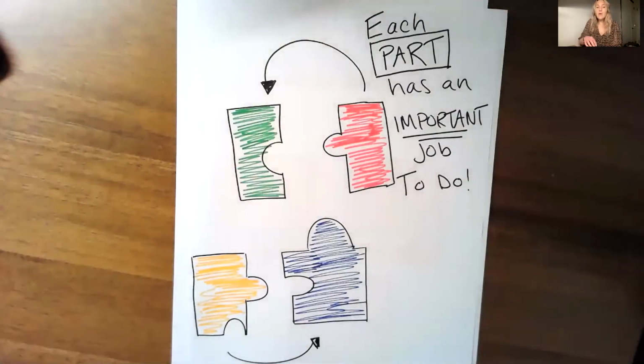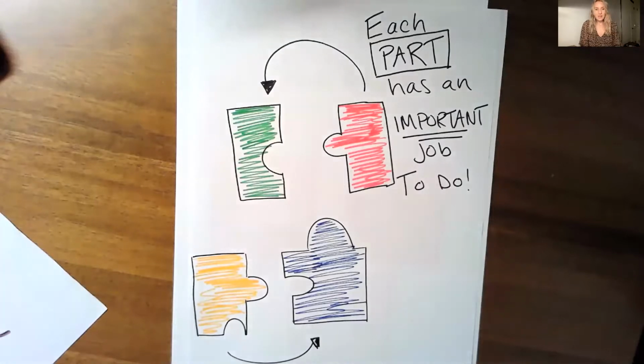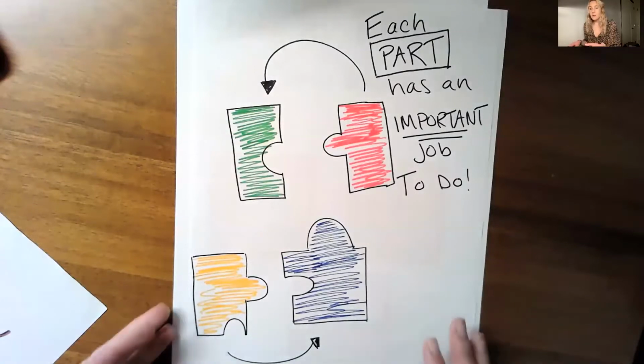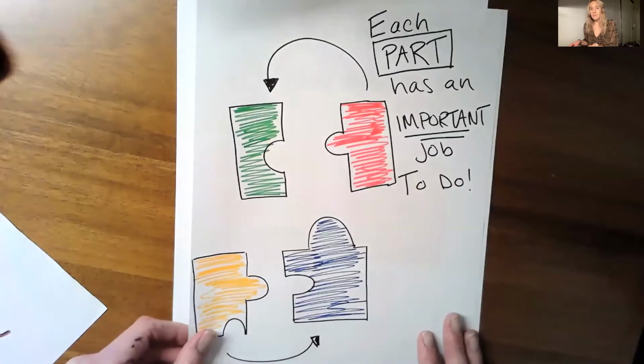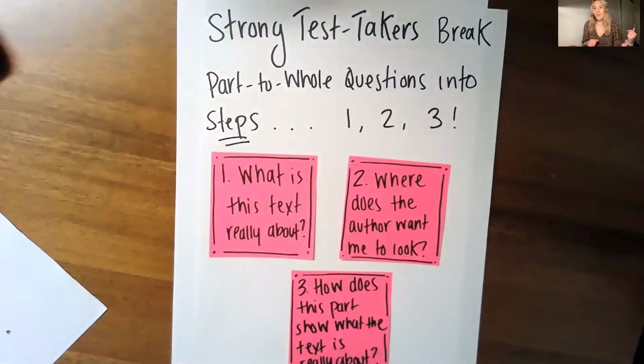So today I want to remind you that whenever you're trying to answer a question on a test, you want to figure out if it's a question that's related to the whole text. And then if you know it's related to the whole text, you can follow some of my part to whole steps. Here they are. Strong test takers break part to whole questions into steps.